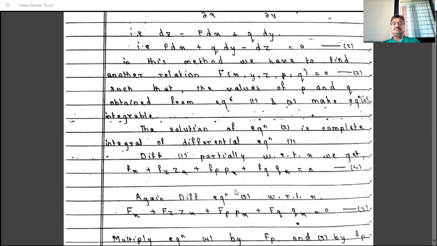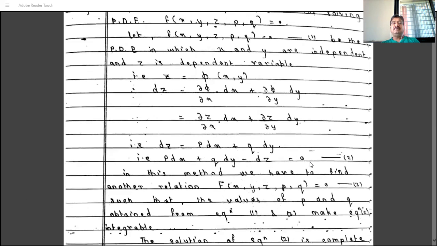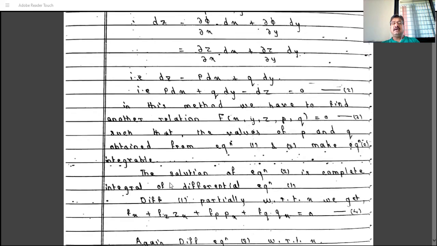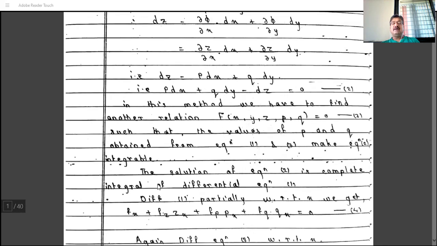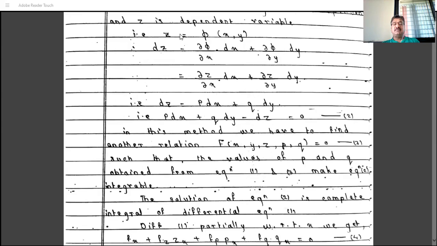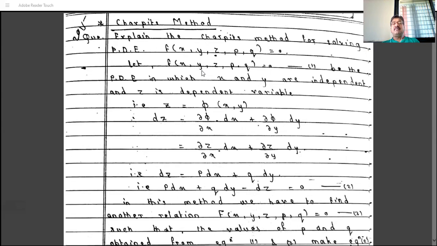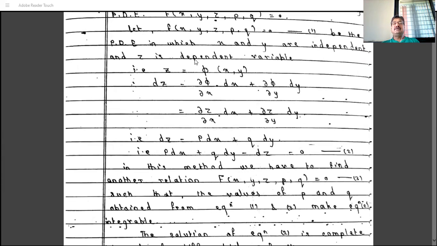So differentiate 1 partially with respect to x. We differentiate this equation with respect to x. So f_x plus, the complete derivative is what? f_x, ∂x/∂x is 1. Then f_y ∂y/∂x is 0. So there is no term f_y, because x and y are independent variables. So the derivative of x with respect to y is 0 and the derivative of y with respect to x is 0.